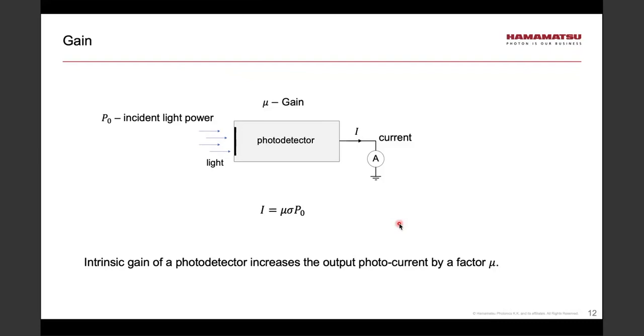So what is gain? Well, again, let's go back to our generic photodetector. I shine monochromatic light with some incident light power P sub 0. We learned earlier in today's presentation that the photocurrent was given by the spectral sensitivity sigma times the incident light power. However, if the photodetector has gain, mu, then that photocurrent is going to be increased by the gain factor mu. So this is what we mean by intrinsic gain.